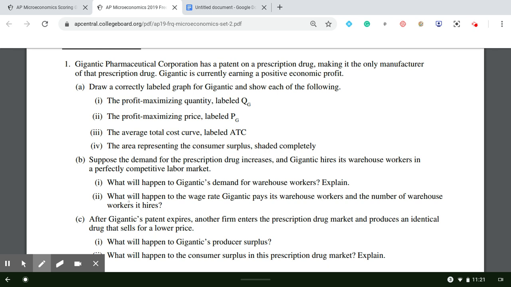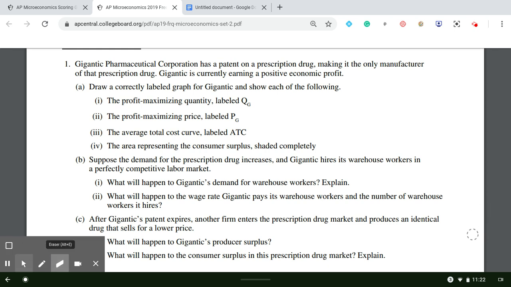Okay, what will happen to the wage rate? It'll stay the same because we're wage takers. We're in a perfectly competitive market, and the number of warehouse workers it hires will increase. And we saw that graphically. Okay, so number two, you didn't have to have an explanation, and number one's explanation is that we have this derived demand, and as demand increases for our product, that means marginal revenue will increase, which will increase the demand for warehouse workers. Okay.